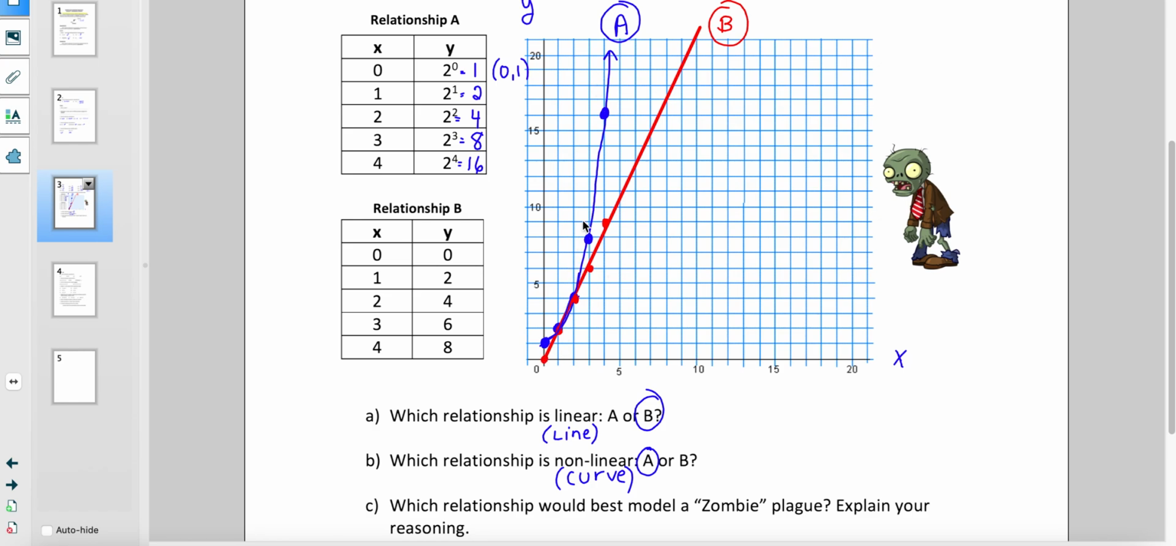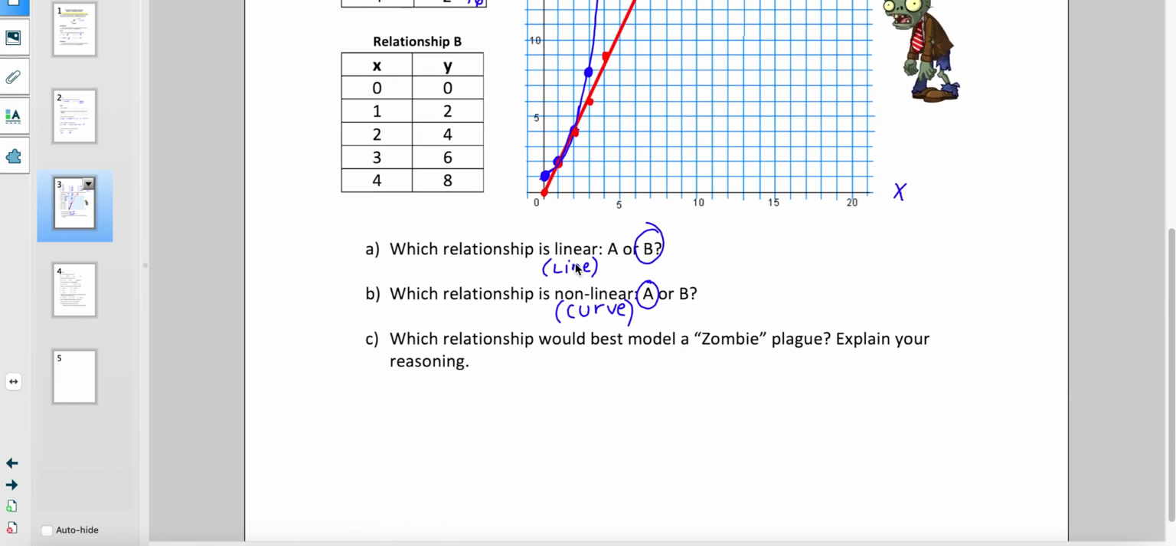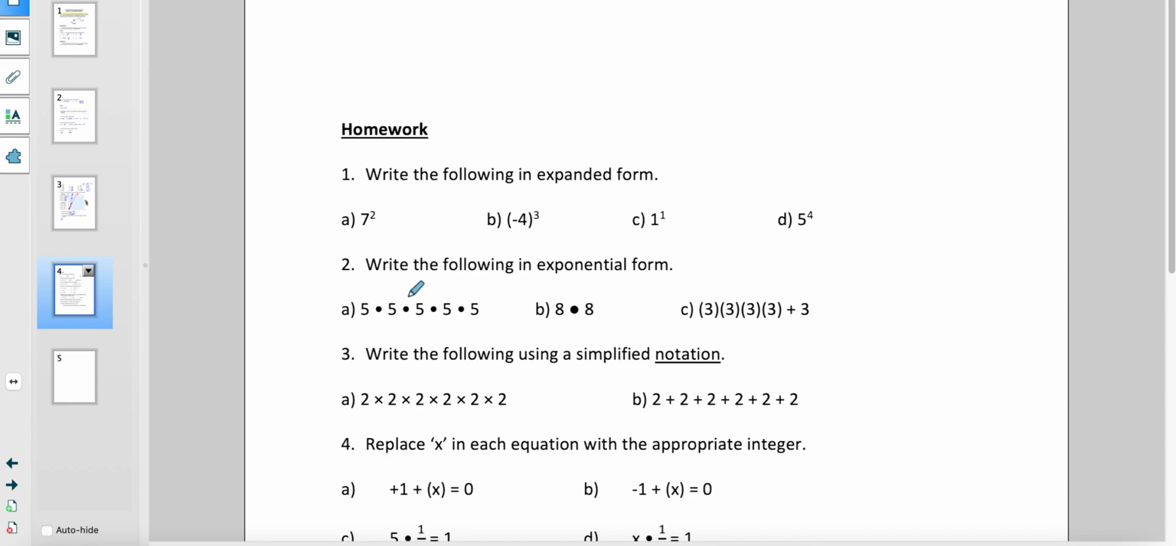Or would be a better model to represent a zombie plague, because as the number of zombies increases, it's going to start to increase more rapidly. Okay, so I would say A, and I'll let you come up with the reasoning on your own there. Okay, so take a few minutes to complete question C. A is the better model, but come up with the reasoning on your own, and then there are some homework questions for you.